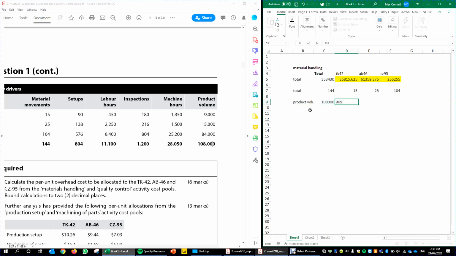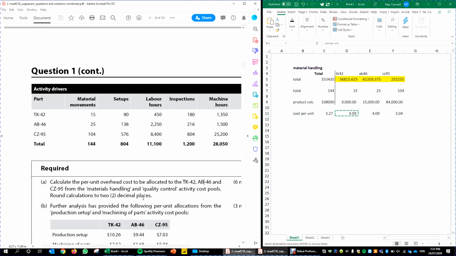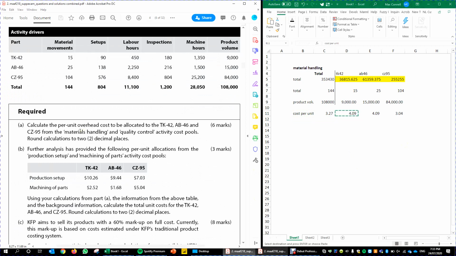That's 9,000, 15,000, and 84,000. So we know that the total cost per unit is equal to the 368 divided by the number of product volumes. We can just copy that across, and there we have our cost per unit. So all we needed to find from part A was the per unit overhead cost to be allocated, which we've got here, the $4.09. So that's the answer there.